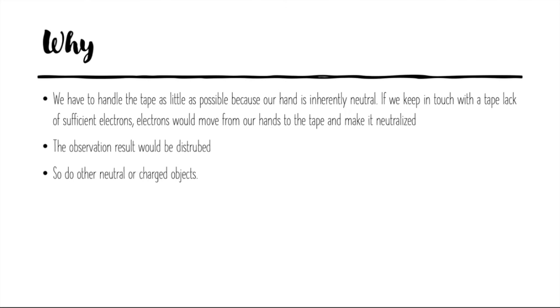And for the why question, we have to handle the tape as little as possible because our hand is inherently neutral. So if we keep touching the tape that lacks sufficient electrons, the electrons of our hand will move to the tape and neutralize it. So the observation result will be disturbed, and the same reason applies for all other neutral and charged objects. Thank you.